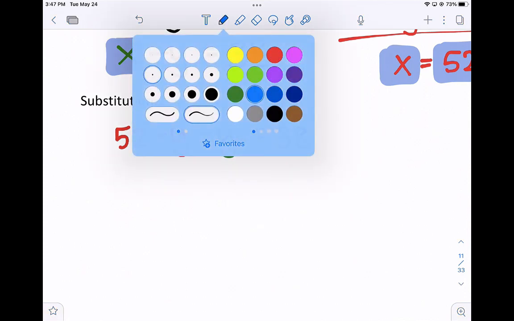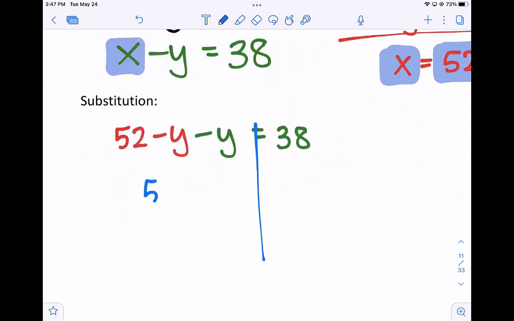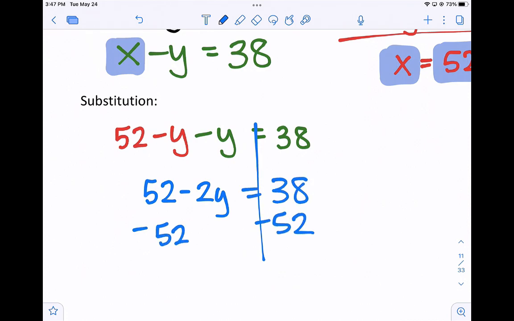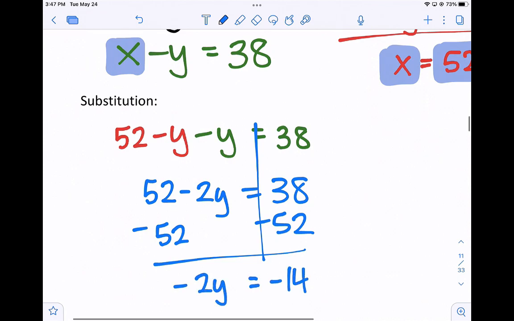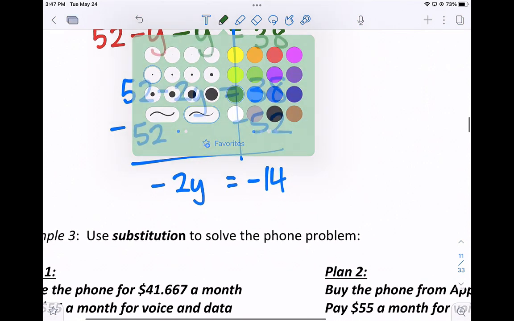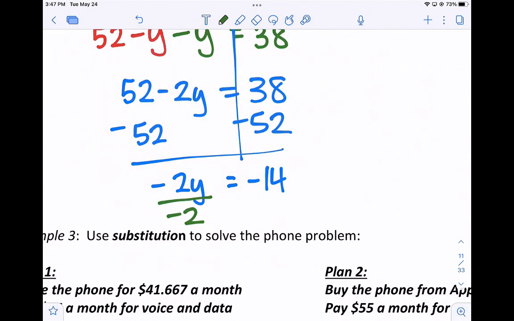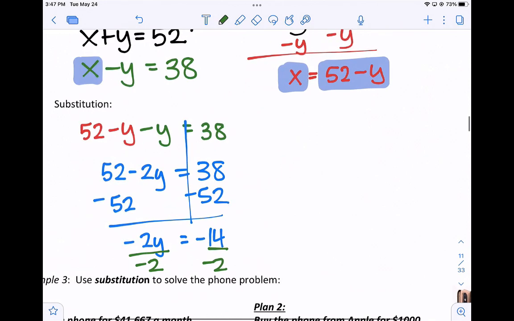And then we can solve. So 52 minus 2y equals 38. We'll subtract 52 from each side. So I get negative 14. So negative 2y equals negative 14. We'll divide each side by negative 2. So y will equal 7.